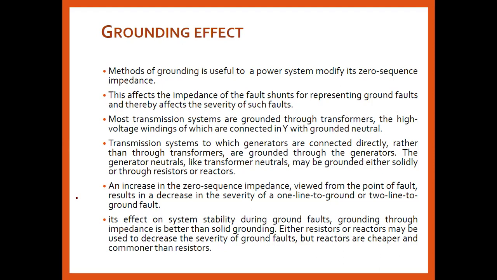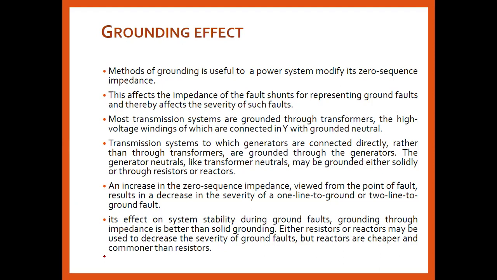So improving the zero sequence impedance from the point of the fault results in a decrease in the severity of that fault, from line to ground, or two line to ground, or unsymmetrical or symmetrical faults. The effect on system stability during the ground fault is better than with solid grounding. Either the resistance or the reactor is generally used to decrease the severity, but the reactor is generally cheaper as compared to the resistor, and the resistor also has some limitations as compared to the reactor.